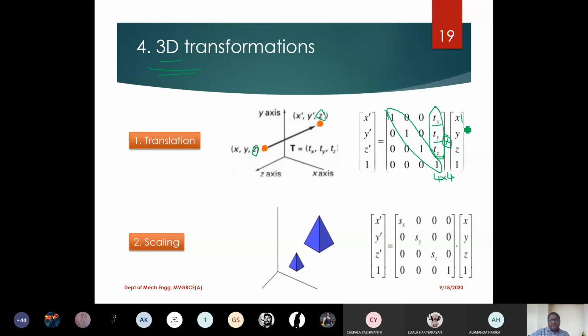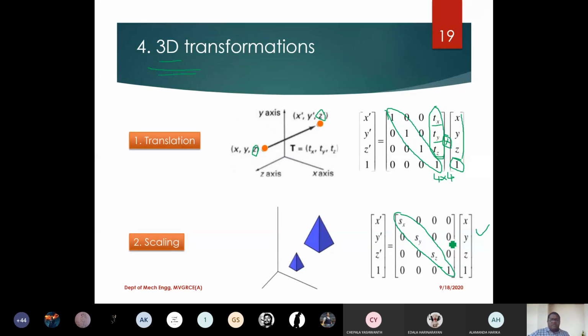So x, y, z will appear vertically like this, and the fourth position would be filled with a 1. Always it will be filled with 1. And similarly, for scaling, Sx, Sy, Sz appear here, and the fourth diagonal position would be filled with the 1 as usual. Sx, Sy, Sz are the first three of the diagonal, and all the remaining are zeros, and this is how you can perform the scaling operation for three-dimensional scaling.